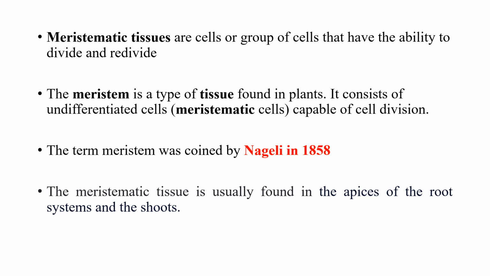What is meristematic tissue? Meristematic tissues are cells or a group of cells that have the ability to divide and redivide. The meristem is a type of tissue found in plants. It consists of undifferentiated cells, known as meristematic cells, capable of cell division. The term meristem was first coined by Nageli in 1858.